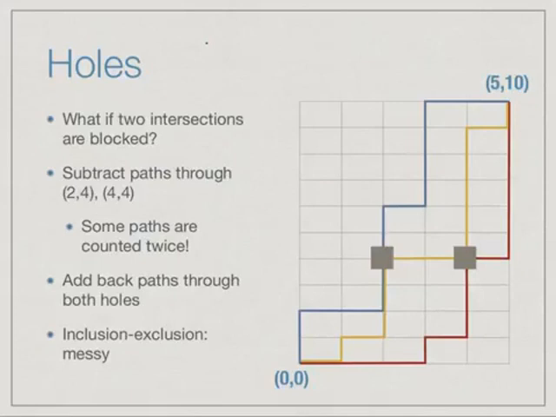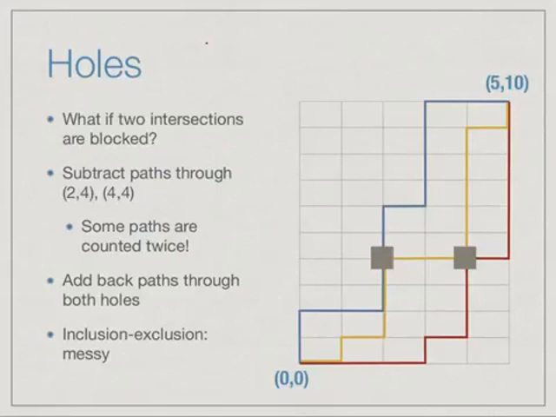So this we know how to do. We just computed it for 2, 4. But the problem is that there are some paths like the yellow path which pass through both 2, 4 and 4, 4. So we need a third count. We need to count paths which pass through both of these and make sure we don't double count them.